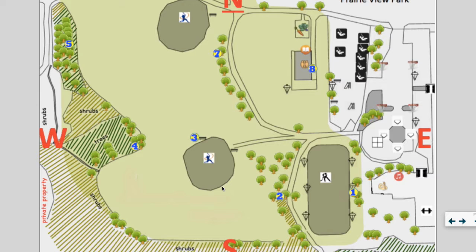Notice where these things are in relation to norte, sur, este, oeste. Notice how the hockey rink is closer to este than it is to oeste. It's closer to sur than it is to norte. Notice how this baseball diamond is closest to norte. Notice how the playground is closest to este and norte, but not oeste and not sur.